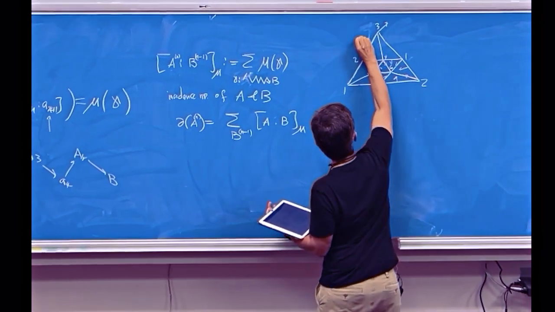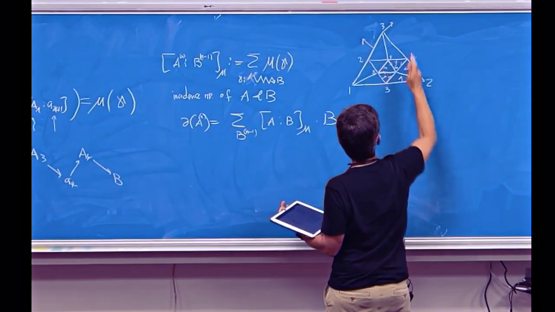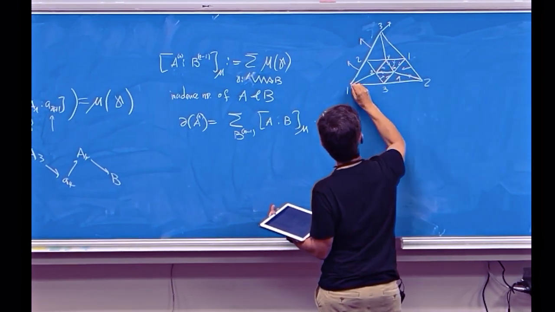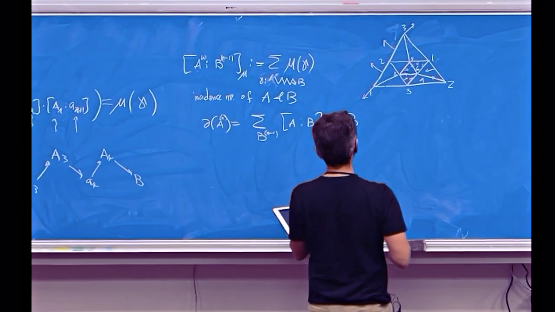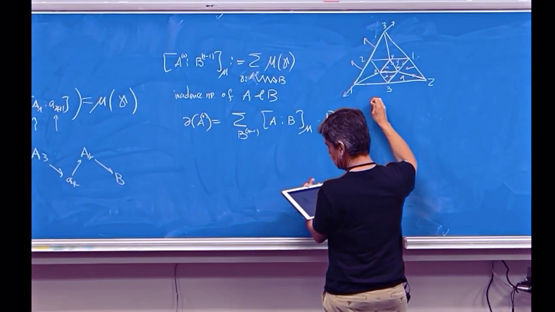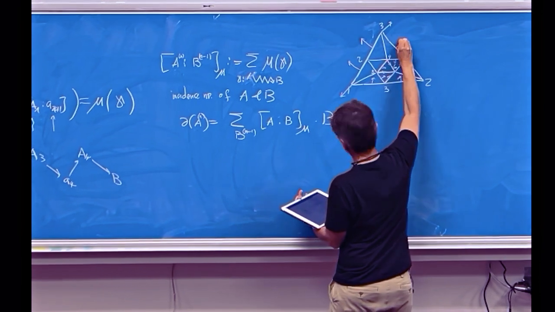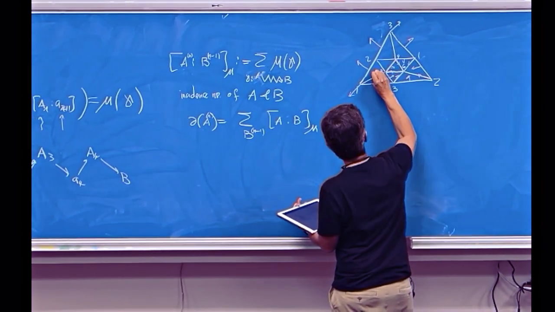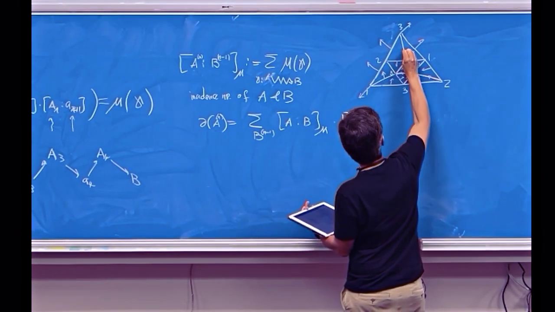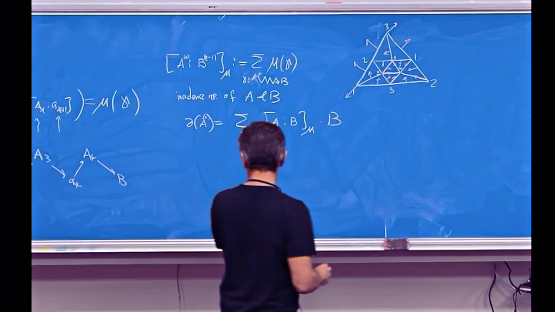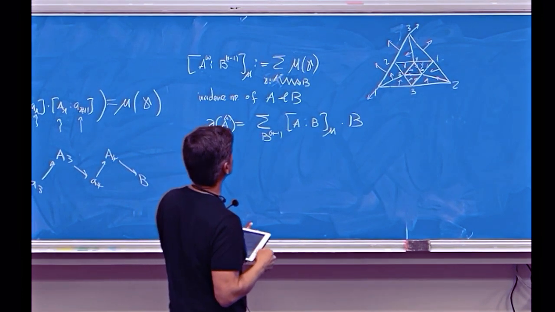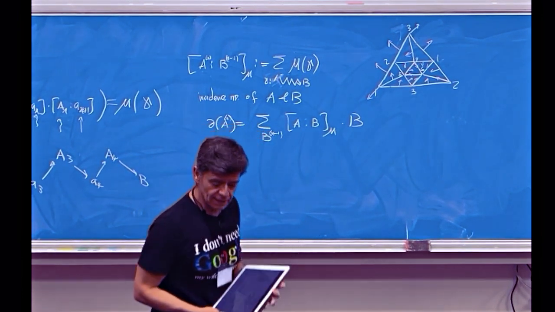Three, 2 is already being paired. 3 is already being paired. 1, 2 is already being paired, and 1 is already paired. And then I have 1, 3 goes this way. And then I have this guy. Then I have this guy. And then I have this guy. 1, 2, 3, 4. All right. So this is it.